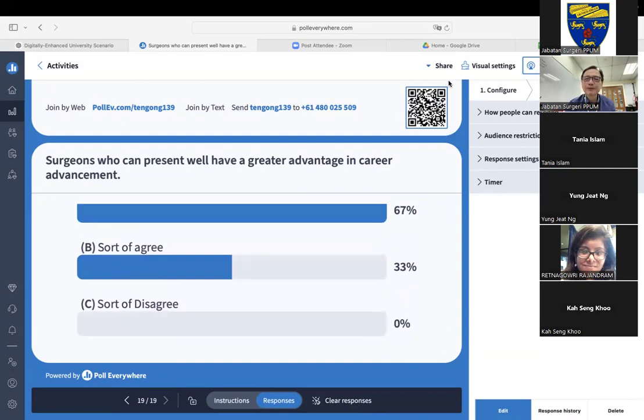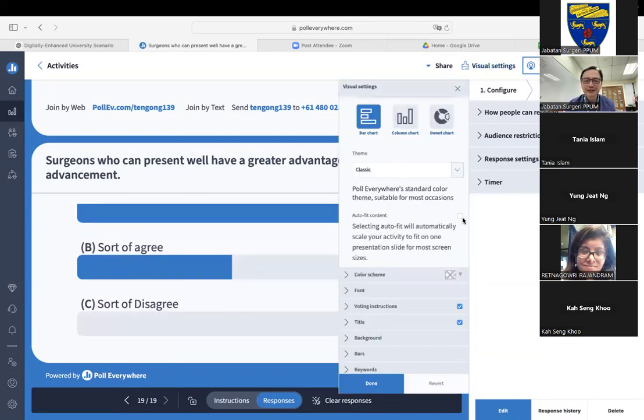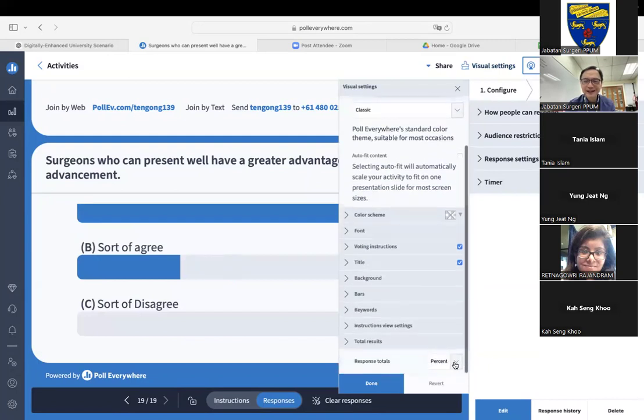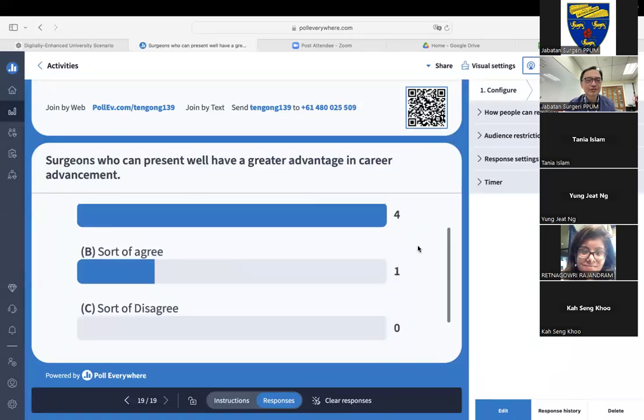Okay, to see how many people voted, I will just go on visual setting. You look at how I do it. Then I don't want percentage. I want the count, so I know how many people have voted. So is it? Yeah, 4-1 now.